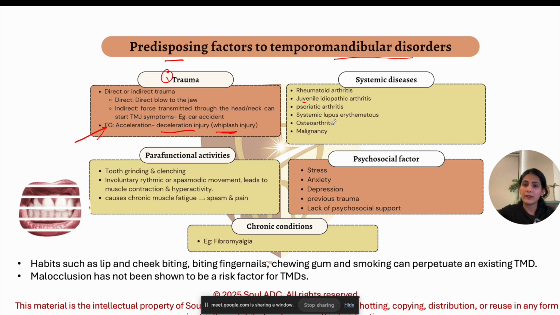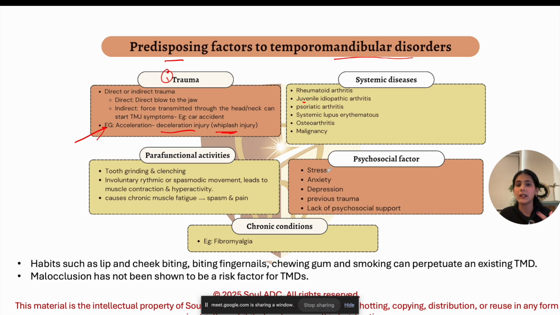Now the next one is your psychosocial factors. What happens in psychosocial factors? Your stress, anxiety, depression, any previous trauma, or psychosocial support not being there for the patient. When they are in stress, they might do bruxism during the day or at night, and that comes under parafunctional habits. So these conditions can lead to this, and this can lead to your temporomandibular disorders.